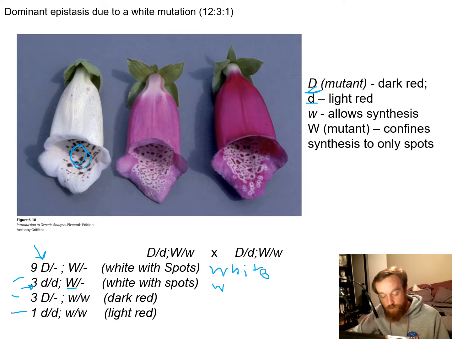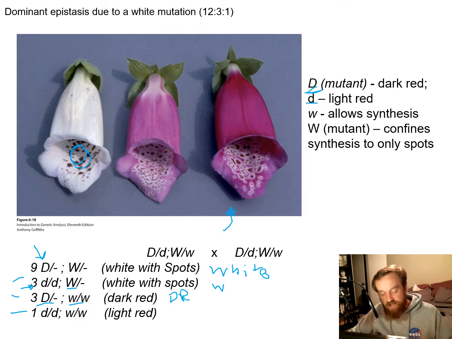In this 3 portion down here, we have the dark red phenotype because we have that mutant uppercase D, and since we have 2 of the wild type, it allows the depositing of this pigmentation throughout the flower. So we end up with a dark red flower like we're seeing on the far right hand side here. So we have dark red.